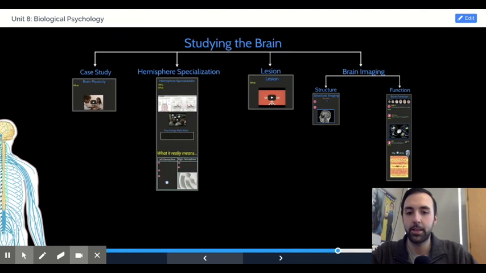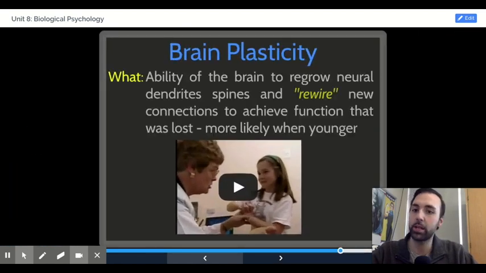So in Essential Task 8.7, we are going to look at the variety of ways that we study the brain and some of the methods that we've used to make statements and determinations about brain region and brain function throughout the unit. One of the first pretty unique methods of studying the brain is acknowledging a phenomenon called brain plasticity.